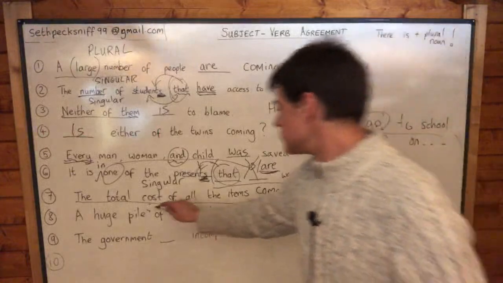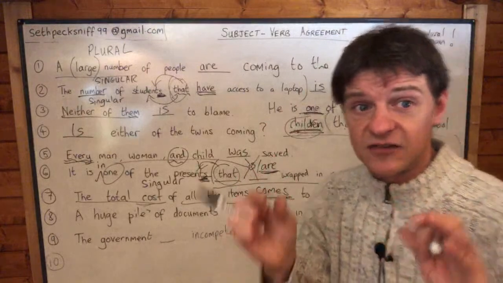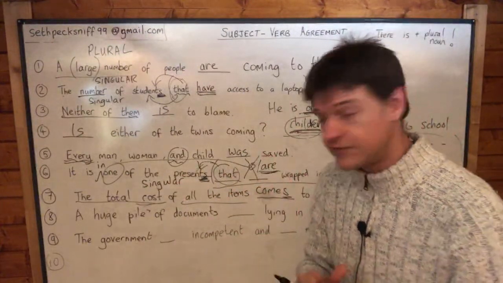Okay, so total cost, when you've got noun of noun, usually it's the first noun. The only time when it isn't is when you've got a relative clause, usually starting with a "that" or a "which". So look out for relative clauses.